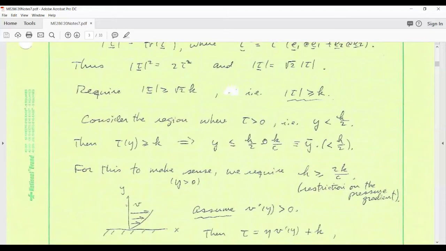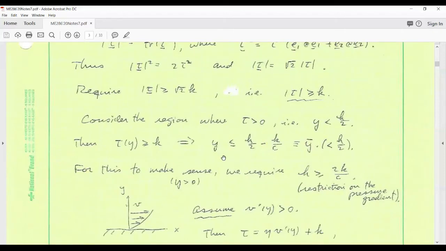And so actually, you're only going to get yield when y doesn't go all the way up to the midplane h over 2, but only up to this value of y, which we call y bar, which is less than h over 2, because c was positive and k is positive. Okay.